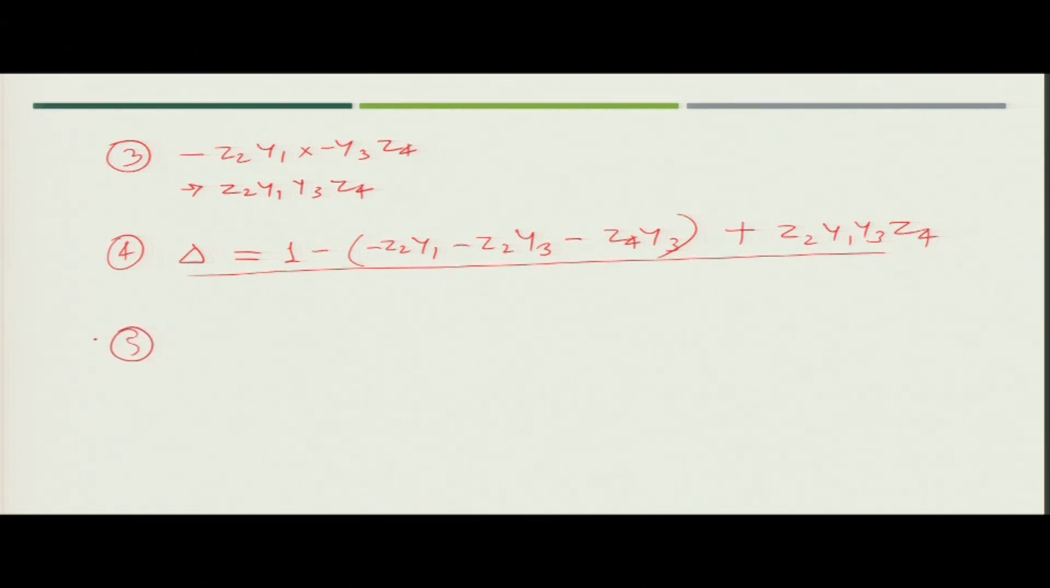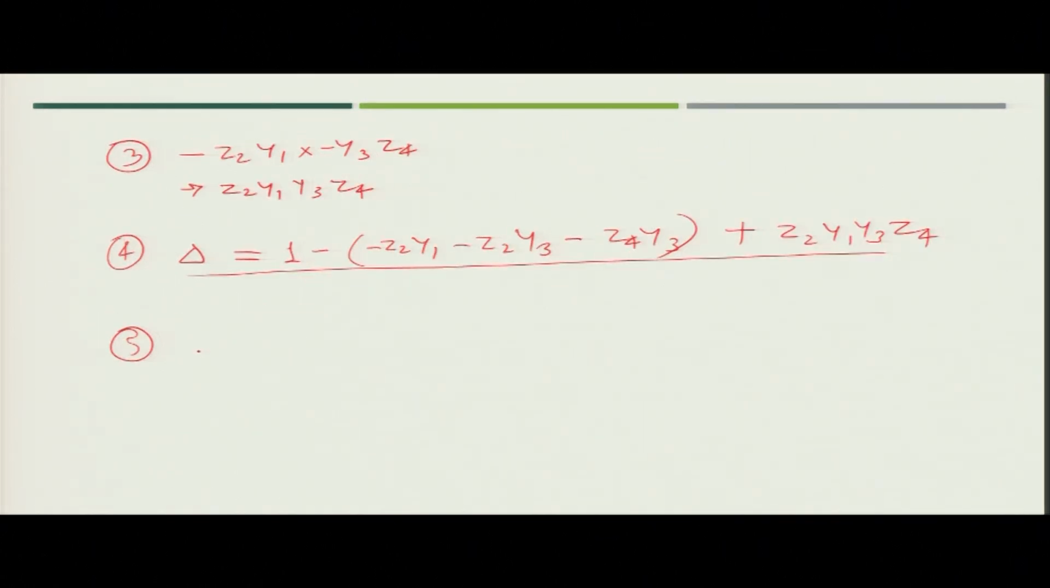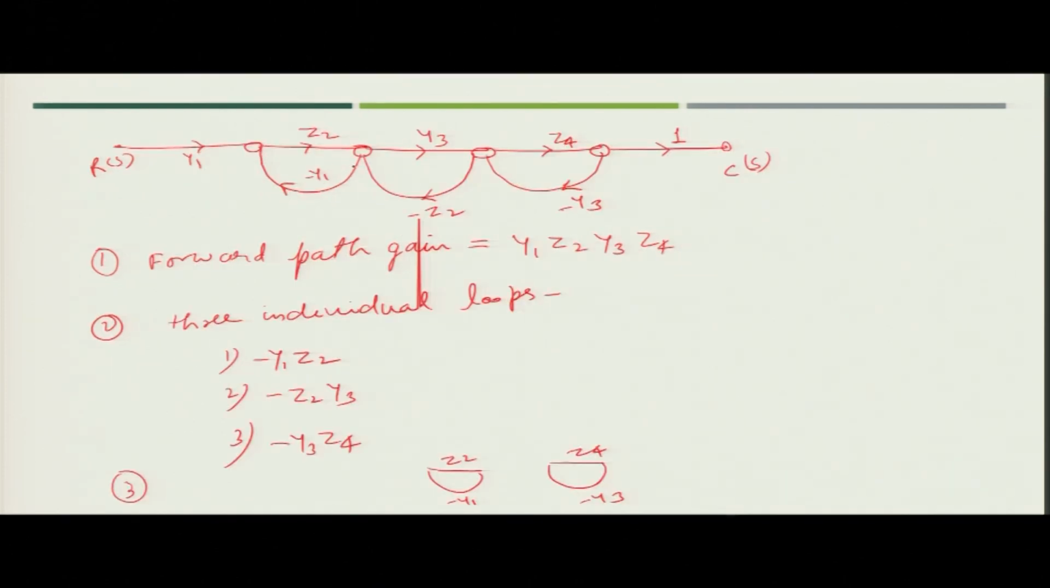Next, we have to see how many loops are not touching the forward path. If you see this particular forward path, all 3 loops in the signal flow graph are touching the forward path. So, in that case, what you can write? You can write delta 1, because we have only one forward path, equal to 1, because we do not have any loop which is not touching the forward path.